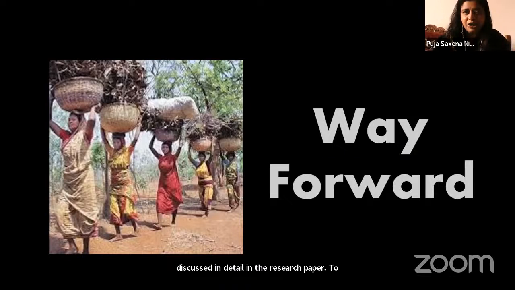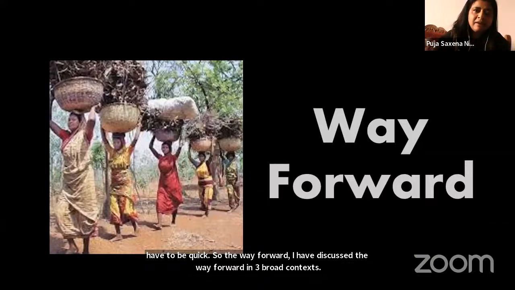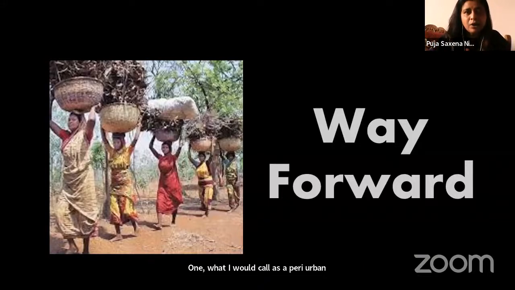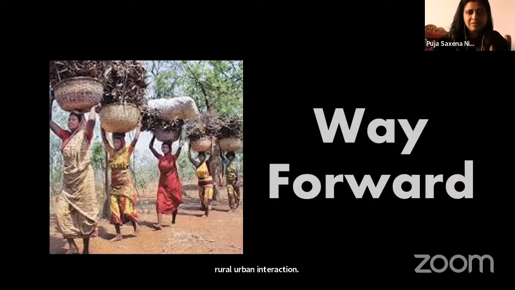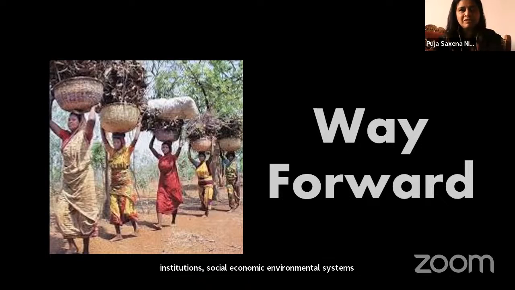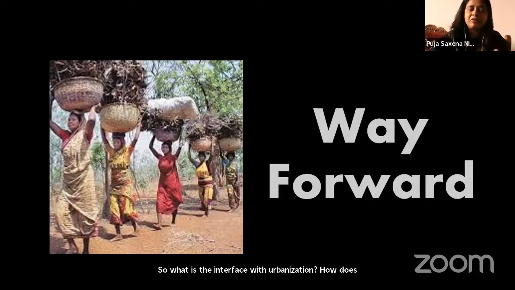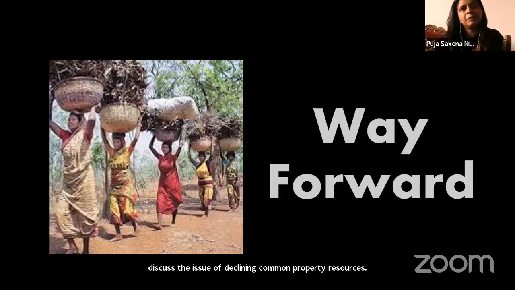To conclude, only for this presentation purpose, I have to be quick. The way forward, I have discussed in three broad contexts. One, what I would call a peri-urban context. The peri-urban context is basically a consequential result of rural-urban interaction. It's an interface between the rural-urban activities, institutions, social, economic, environmental systems that are coming up, because there is an agrarian system, there is an urban system, and there is a natural resource system. So what is the interface with urbanization? How does this take us forward? That means how do the various responsible authorities and institutions come together and discuss the issue of declining common property resources and the role of women in the peri-urban context.